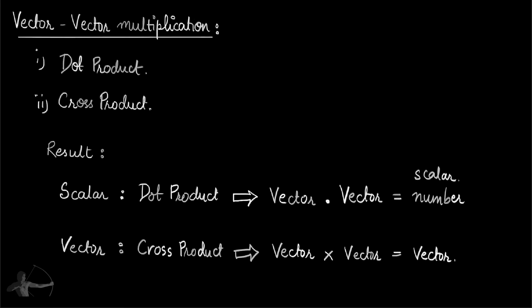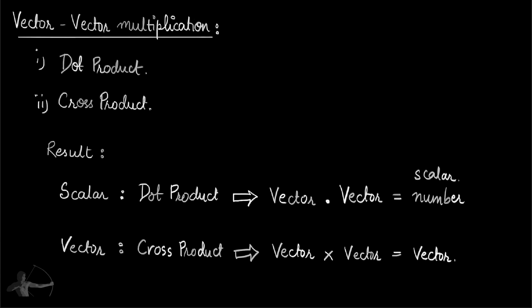This is similar to what we got when we added and subtracted vectors. When we added two vectors, we always got a new vector. When we subtracted two vectors, we always got a new vector. In a similar way, when we do the cross product between two vectors, we get a vector. But when we do a dot product between two vectors, we get a scalar value. So that is how we choose which multiplication to do based on the result we want to achieve.